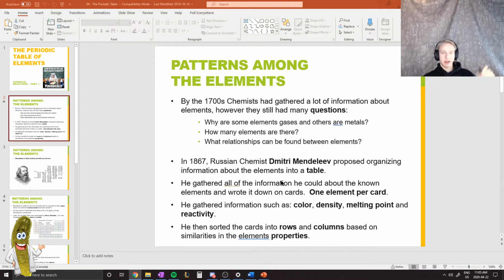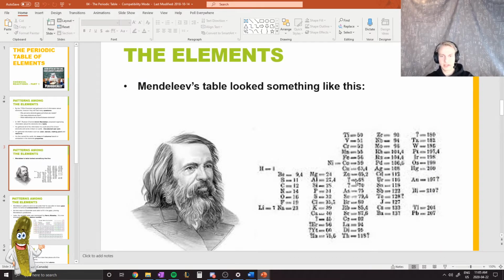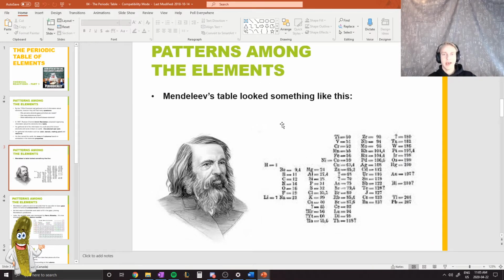So basically, in 1867, Dmitri Mendeleev proposed organizing all of the elements into a table. He wrote all the information that he knew about the elements down on cards. That assignment or puzzle, if you choose to do that one, is kind of what Mendeleev did. He looked at all of the different elements and said, "I know these 3 facts or these 4 facts about it. Let's see how I can organize these things." Some of the information he used was color, density, melting point, and reactivity. And he came up with something that looked like this. I know that picture is super grainy, but that was the kind of periodic table that he came up with.